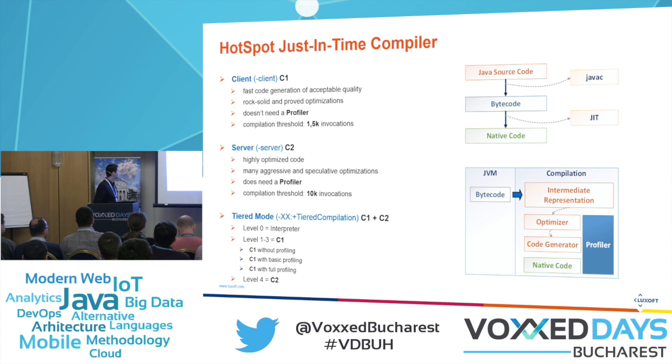And we have a mixture between these two, which is called tiered mode. It's the default, at least on the latest JVMs. It starts in the interpreter, goes to C1 without profiling, with basic profiling, with full profiling, and it reaches C2, which is the server.